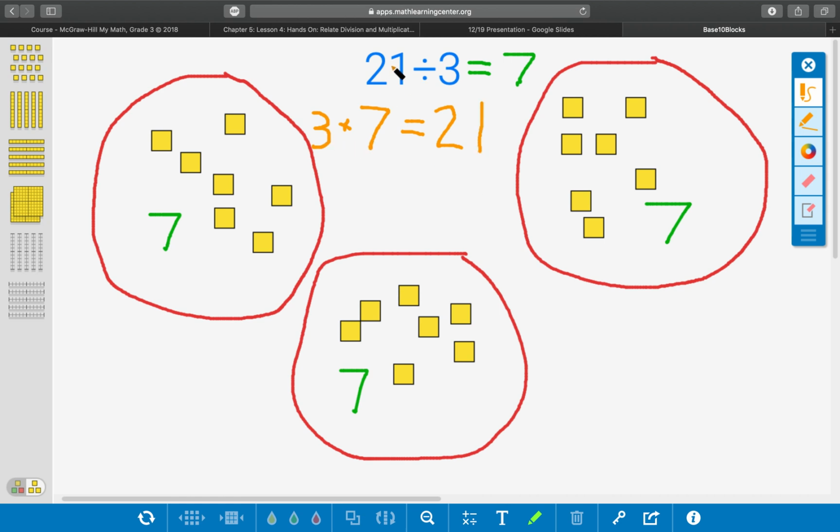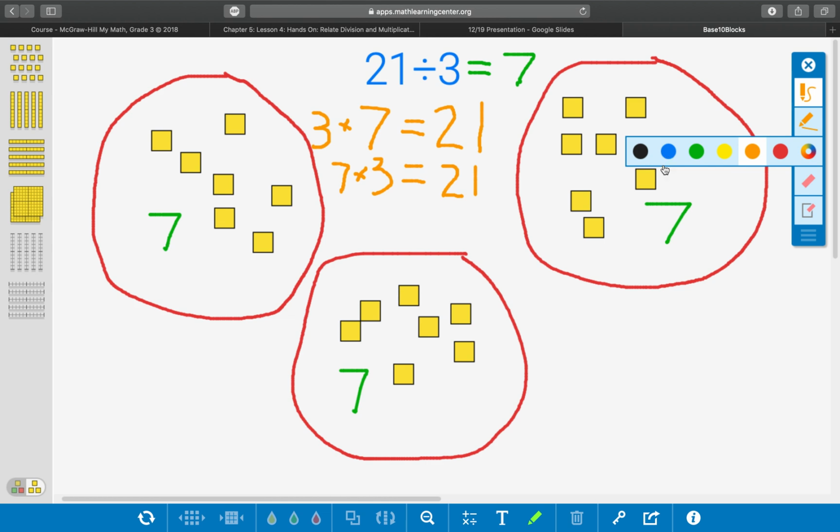So what I have here is 21 divided by 3 equals 7. And I have 3 times 7 equals 21. Okay? There are other ways that we can show it too. Because of the commutative property of multiplication, 3 times 7 is the same as 7 times 3. That's the commutative property. So we know that 3 times 7 and 7 times 3 both equal 21.